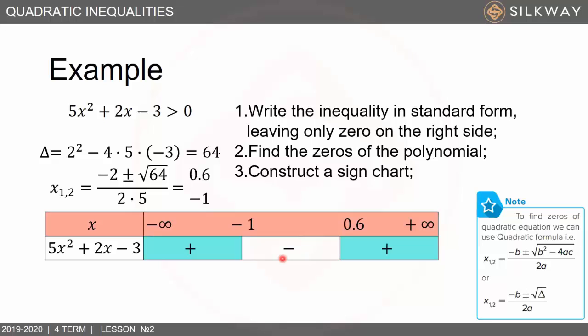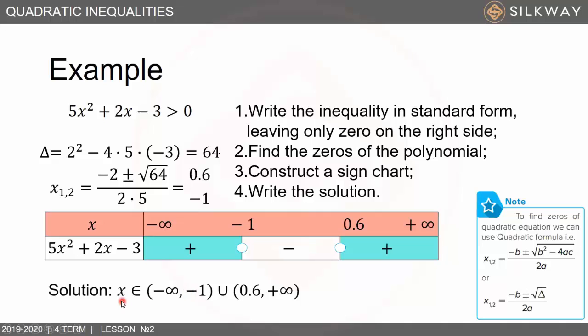Okay, then we put circles here. Circles will be unfilled because our sign is strict. Then fourth step, write the solution. We write the solution, this interval, our solution. Okay, and then check it, please. Take one number from here and a second number from here and check your answers.